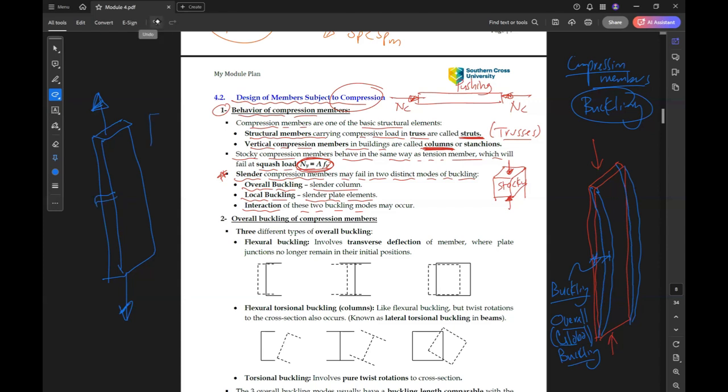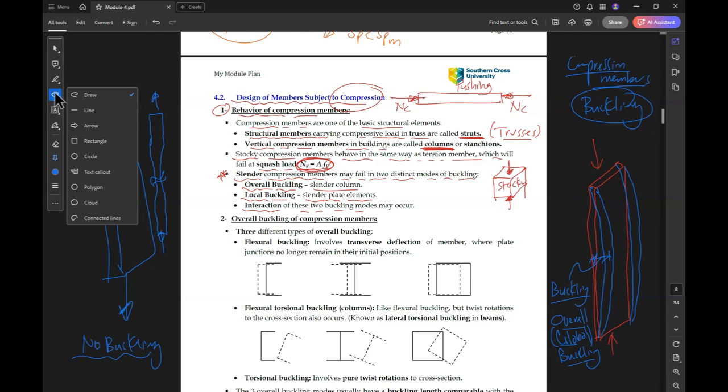It will have maybe some necking due to elongation and then start to crack here, but no buckling in tension. That's why when we design a tension member, we don't consider any buckling. But for the compression member, we need to consider buckling, because buckling is crucial in the compression member.